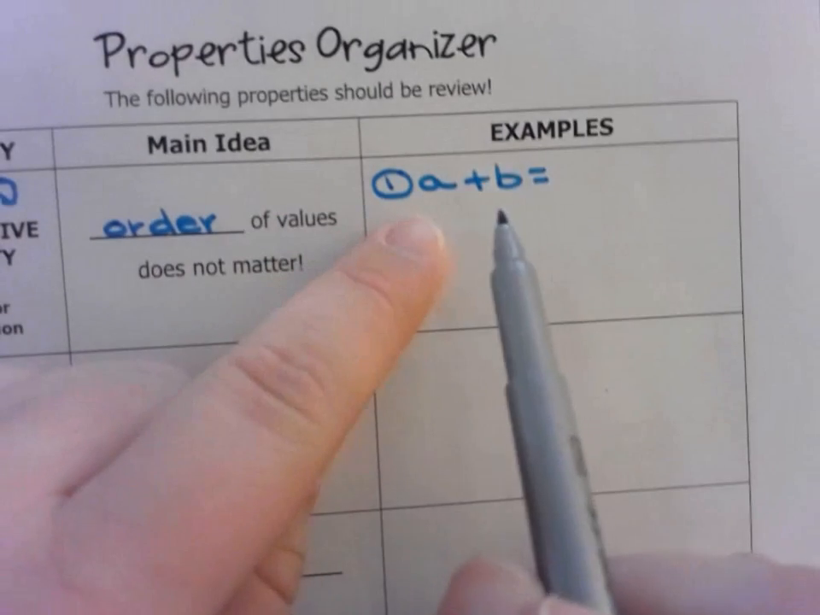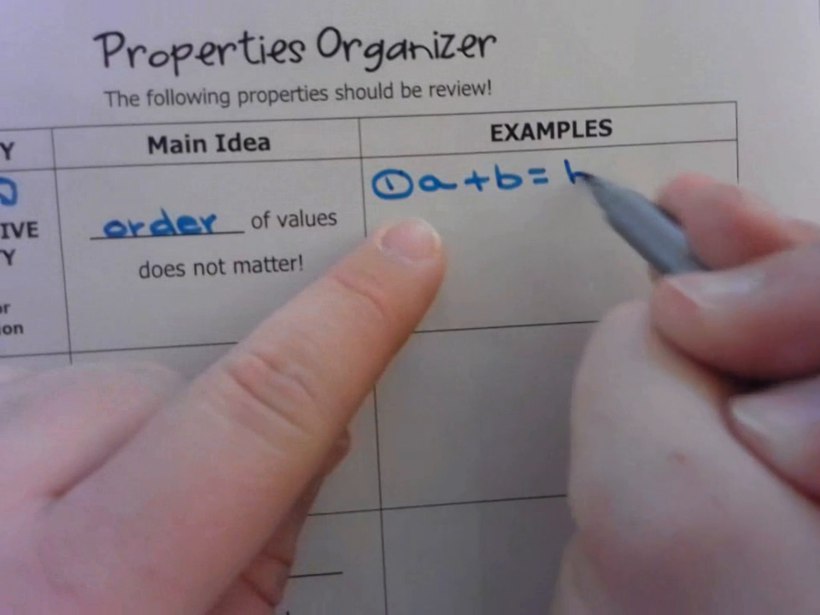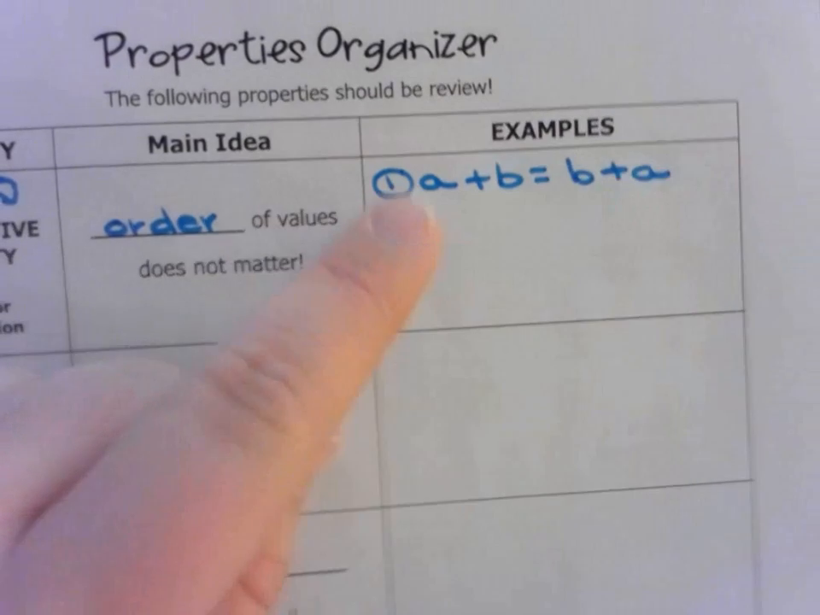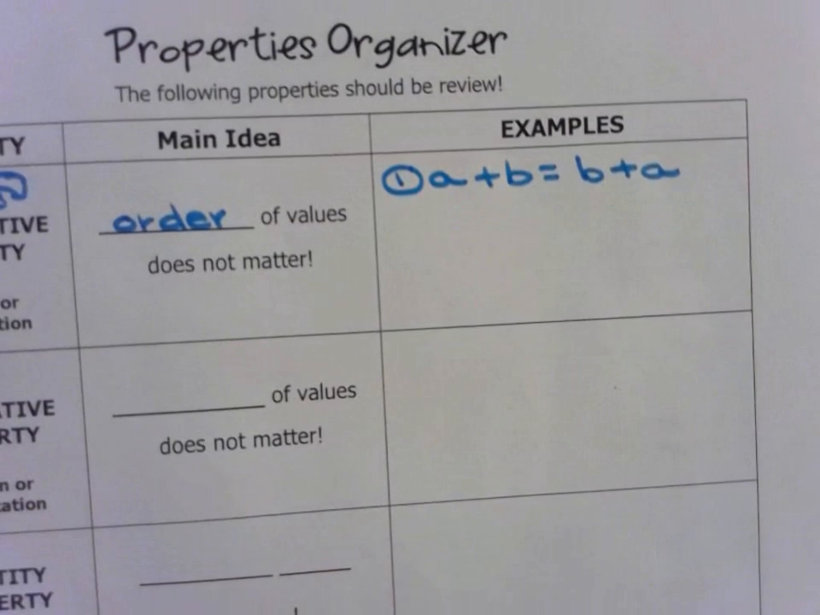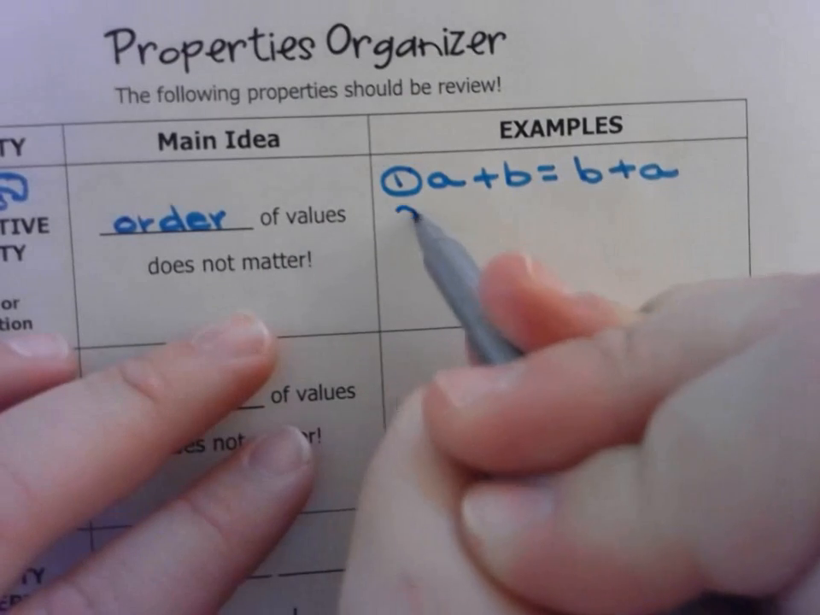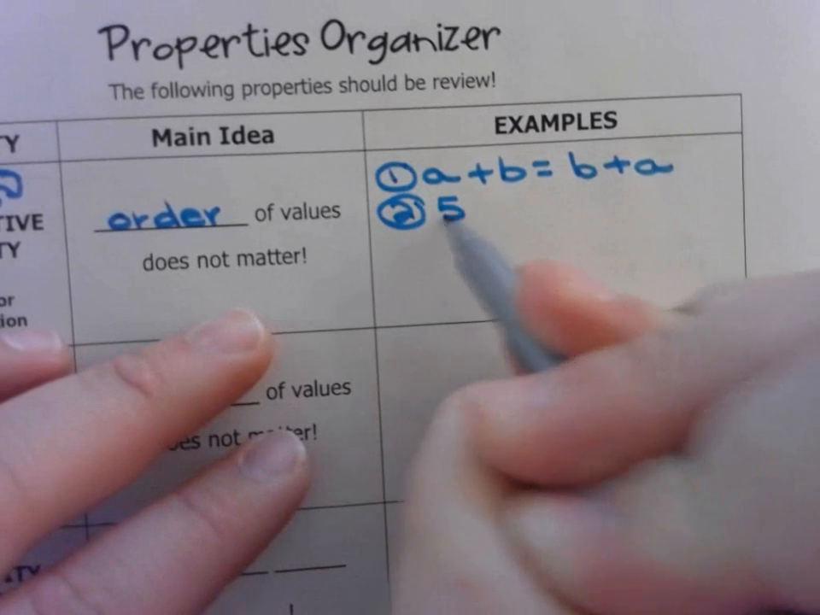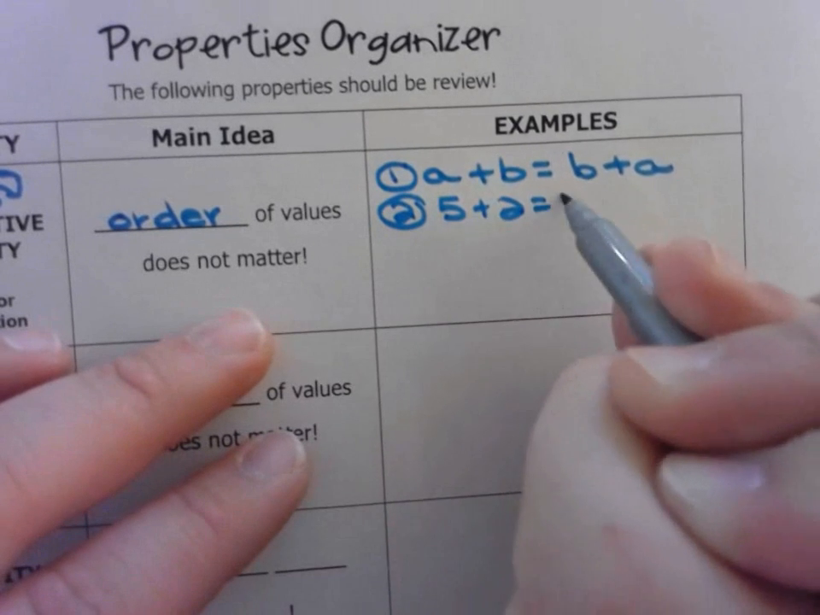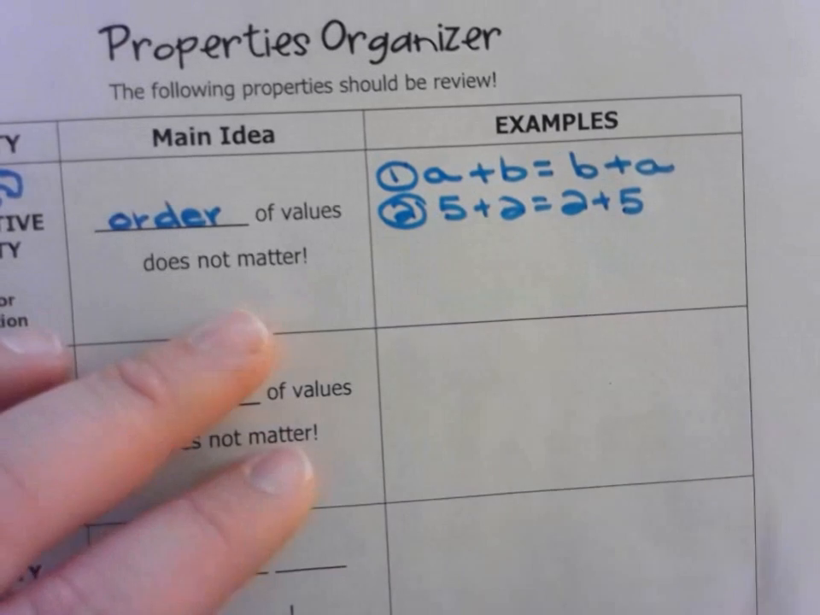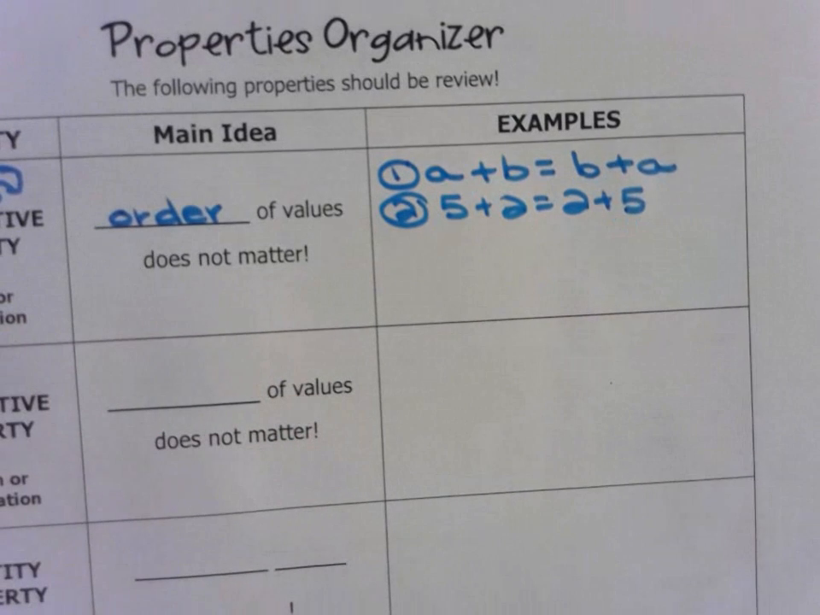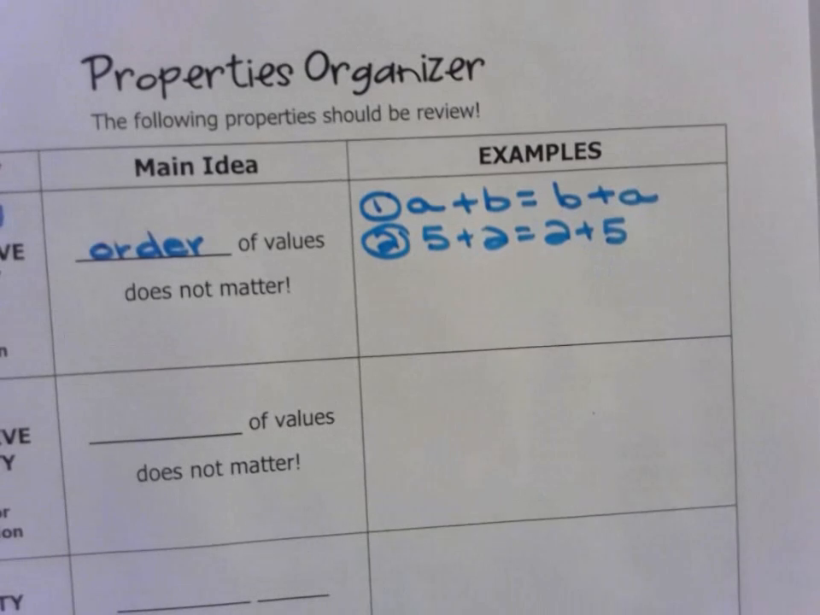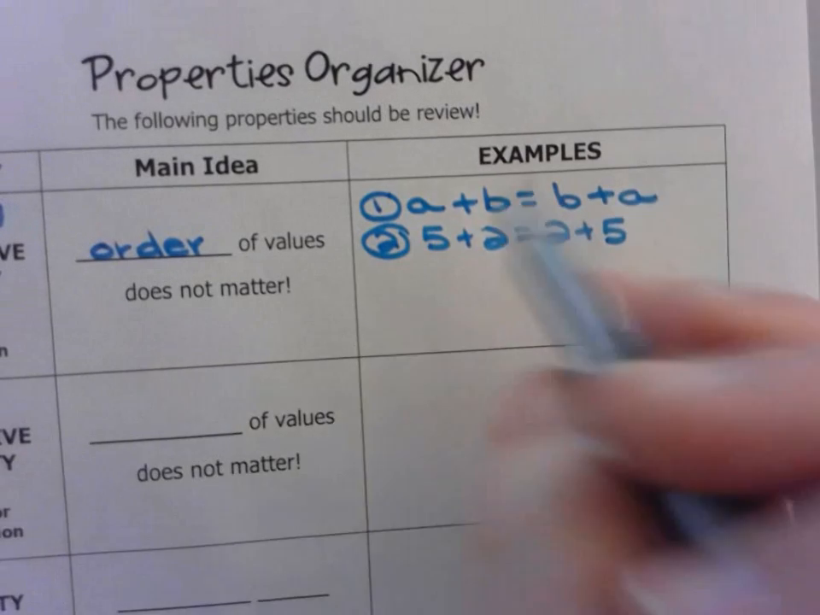So if I add two numbers together, the order that I add them does not matter. So A plus B is the same as B plus A. Now if I use actual numbers, it makes a little more sense. If I take 5 plus 2, that is the same as taking 2 plus 5. So 5 plus 2 is 7, and 2 plus 5 is 7. So the order that I add numbers together does not matter. Like I said, it's kind of common sense. We're just putting words with this.